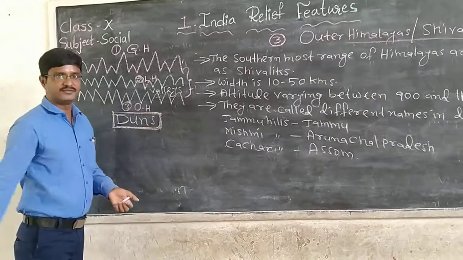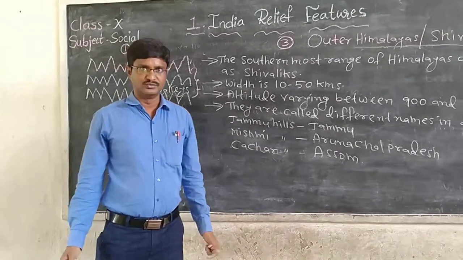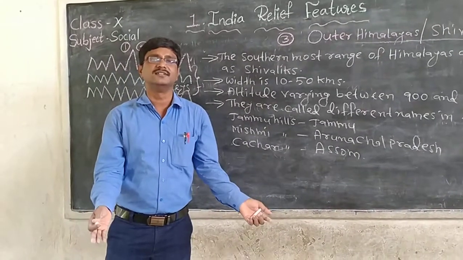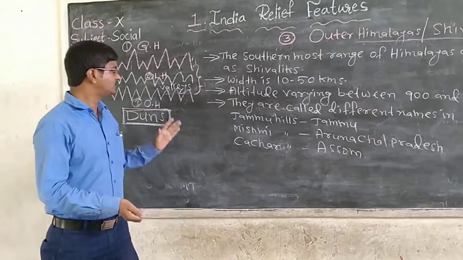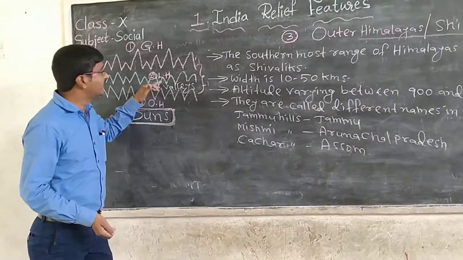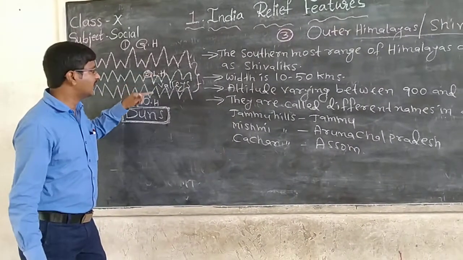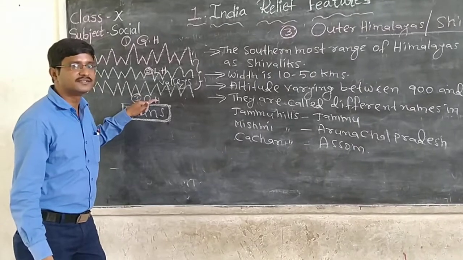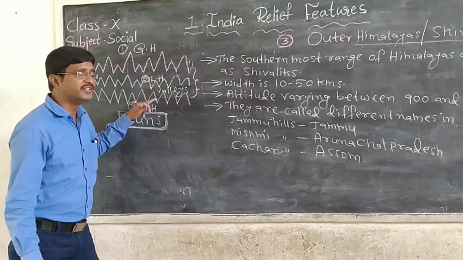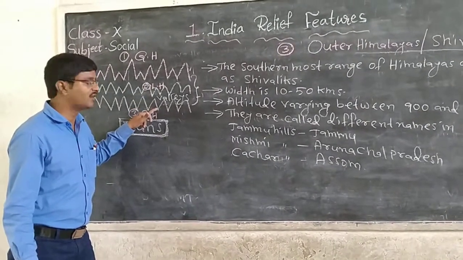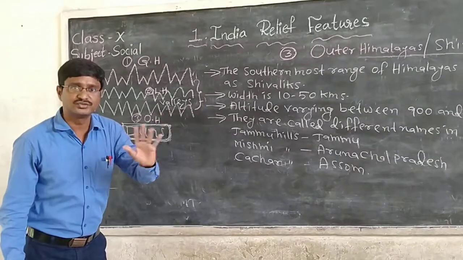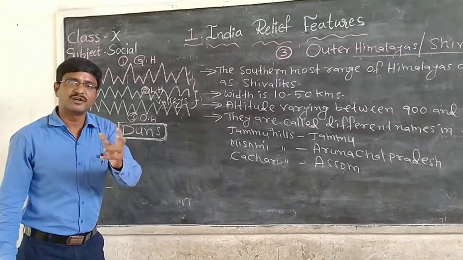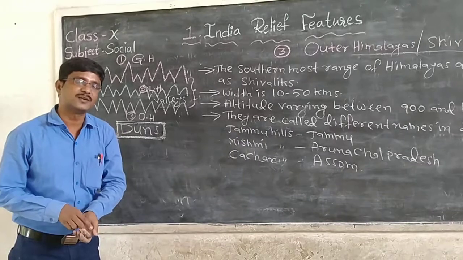Have you understood the definition of dunes? Dunes means valleys. Where are these valleys? These valleys are located between the Lesser Himalayas and Shivalik ranges. The valleys lying between the Lesser Himalayas and Shivaliks are known as dunes. Can you give me some examples of important dunes?